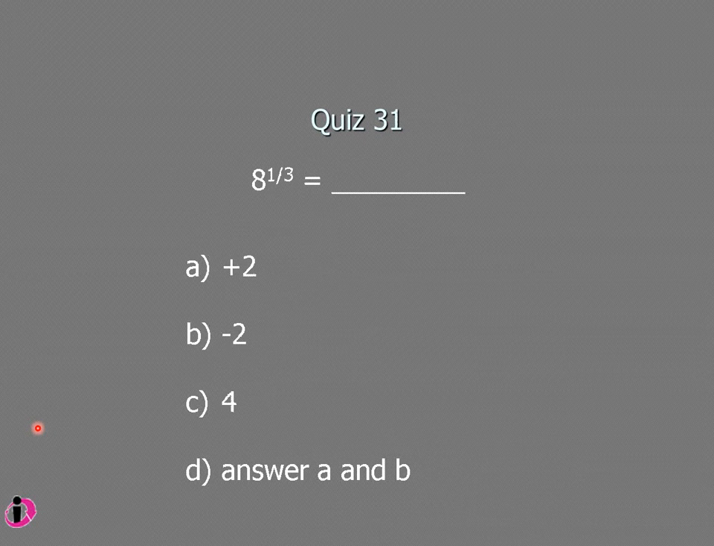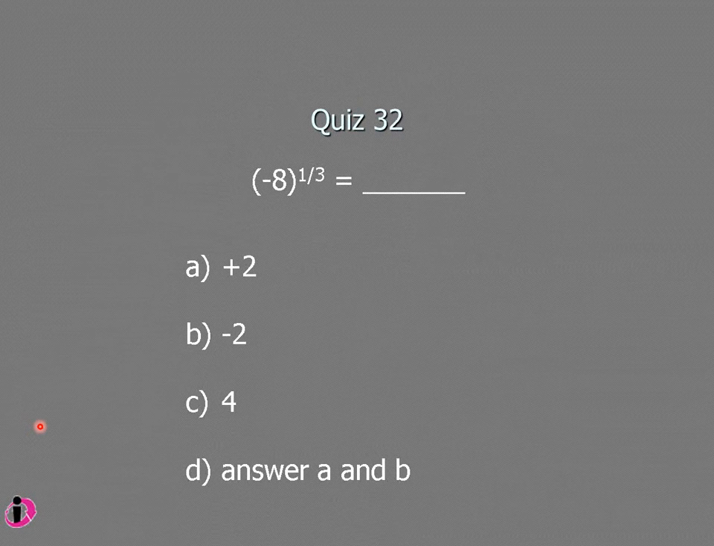This is the cubic root, right? Whenever you have a cubic root, how you deal with this? You have to find a number which will be multiplied 3 times by itself to get 8, which is of course 2. Right answer is A, because 2 times 2 times 2. You are multiplying 2 3 times, right? You get 8. Right answer is A.